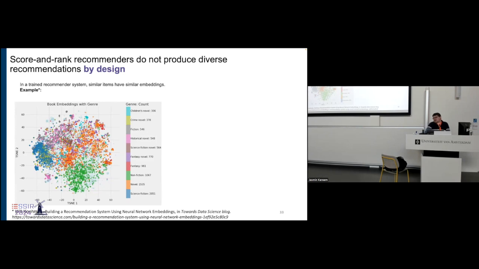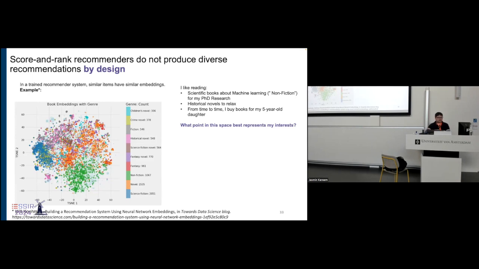Okay, that usually works, but let's think about diverse recommendations. This is my personal example. I'm a PhD student. I need some machine learning books. Okay, they probably fall into the nonfiction class. I sometimes like historical novels to read to relax a bit, and I also have a 5-year-old daughter, and for her I buy children's books.